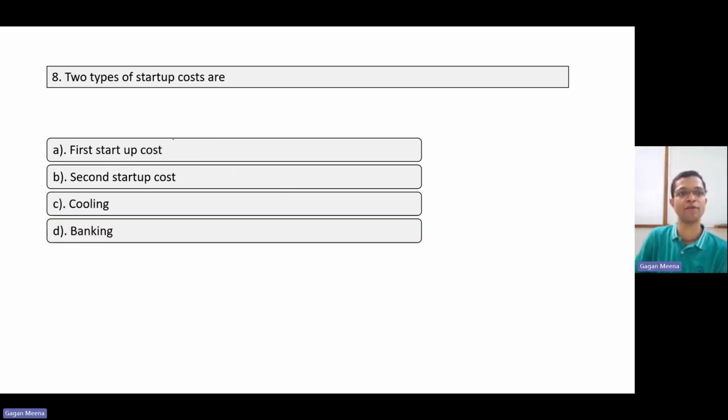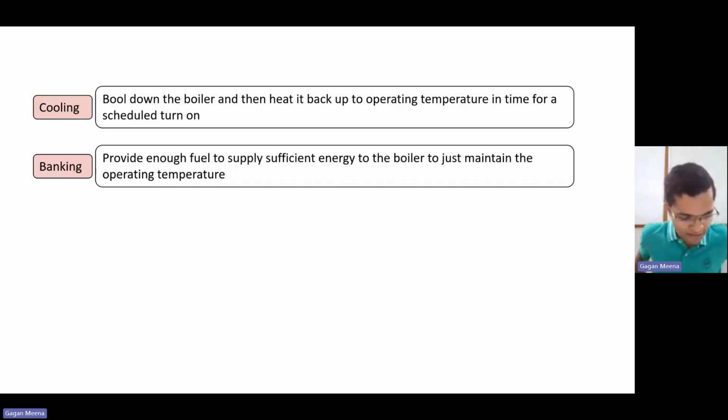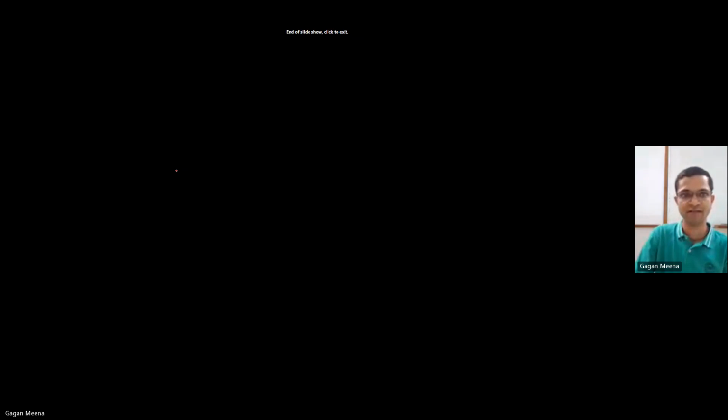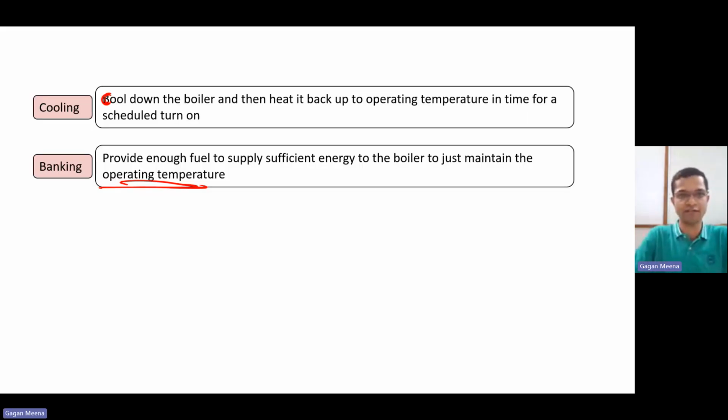Two types of startup cost, cooling and banking, which we have already discussed. The cooling is to cool down the boiler and then heat it back up to operating temperature in time for a scheduled turn on. Banking is to provide enough fuel to supply sufficient energy to just maintain the operating temperature. Yeah, so today's questions are over.